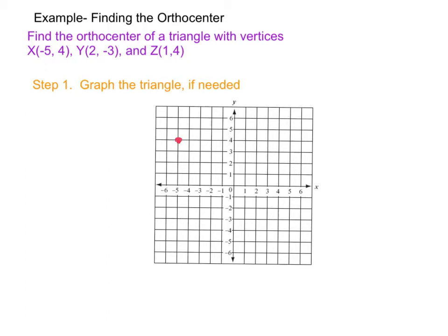Then we have the point Y, which is at 2, -3. So 2, -3 is our second point, which we can label as Y, and X was our first. And Z is at 1, 4, and this is Z. So this will help us at least imagine what this triangle looks like. And now we can go on to step 2.